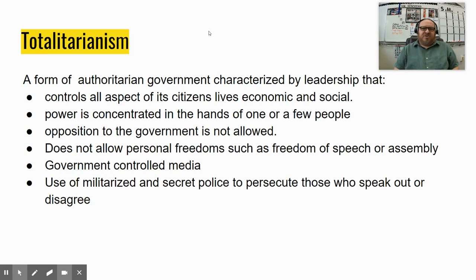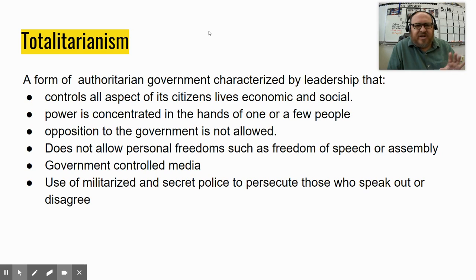So totalitarianism is a form of government in which the leadership, the government itself, controls, like I said, all aspects of its citizens' lives. Okay, even down to what kind of art and music they can listen to, religion that they can have. I mean, everything about their life is usually controlled by the government. Power is usually concentrated into the hands of only one or a handful of people. No opposition is allowed in those governments.